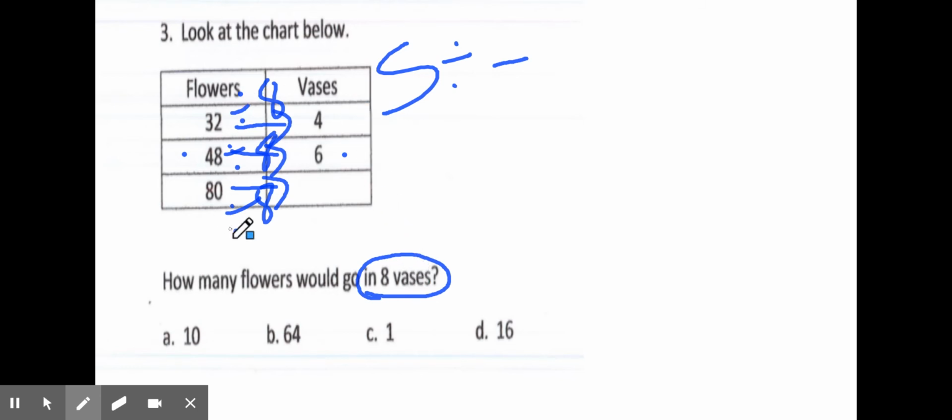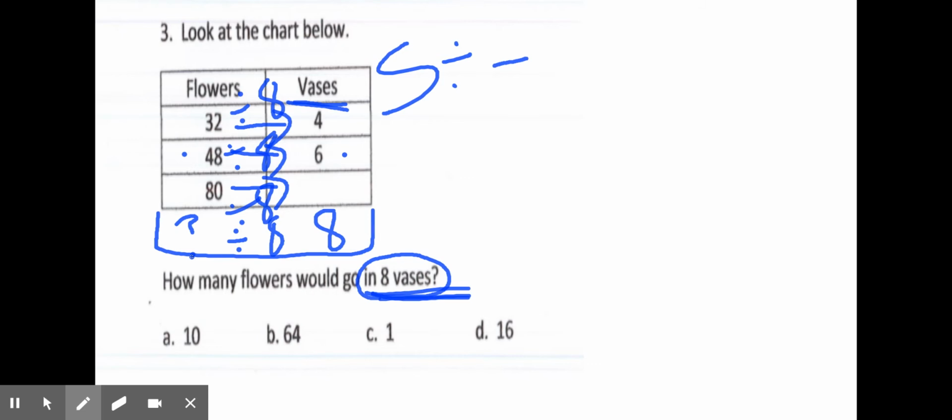8 is not on my chart. So just like before, I'm going to make a new box, but look at this. It says 8 vases. Vases is over here on the right side, so I've got to put my 8 over here. That's a little bit different. And then I put divide by 8 because that's my rule, and I'm trying to figure out that answer. So what they're saying is some number divided by 8 equals 8.